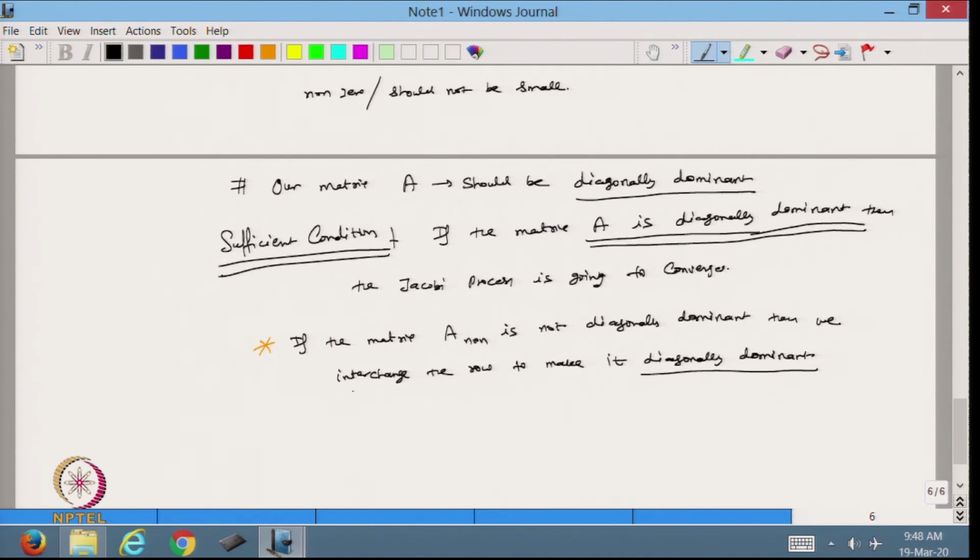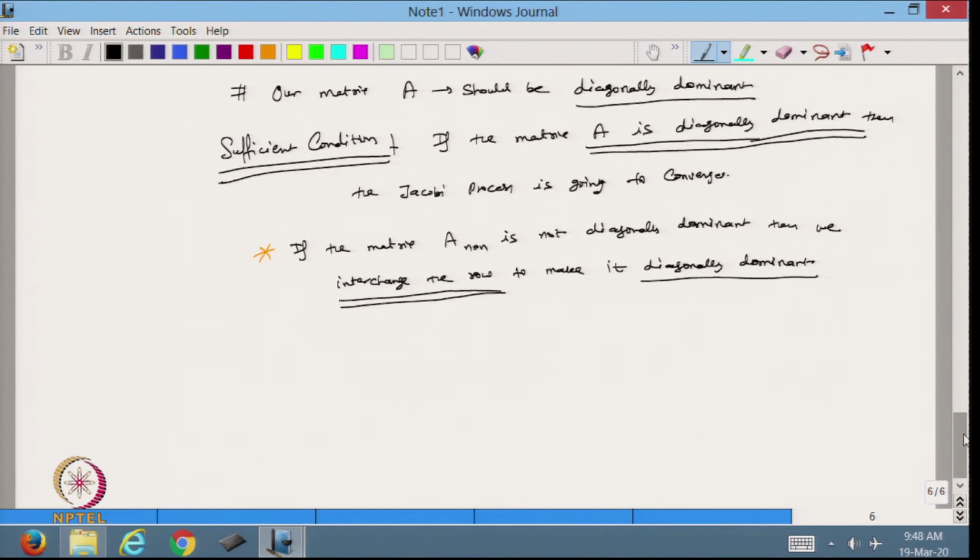So what do we do for that? We interchange the rows as we have done in the partial pivoting. So we do the interchanging of the rows, and with the interchanging of the rows, it may happen that we will get the diagonal dominant matrix. So that is the sufficient condition for the Jacobi method.